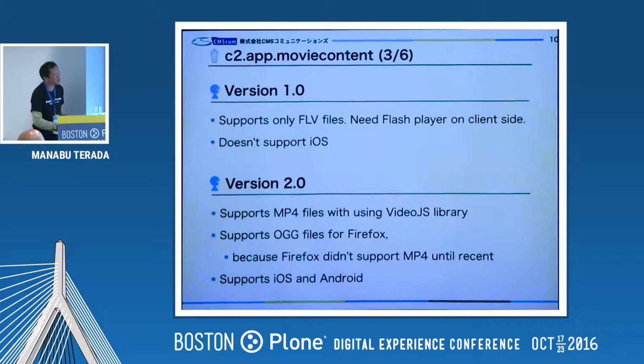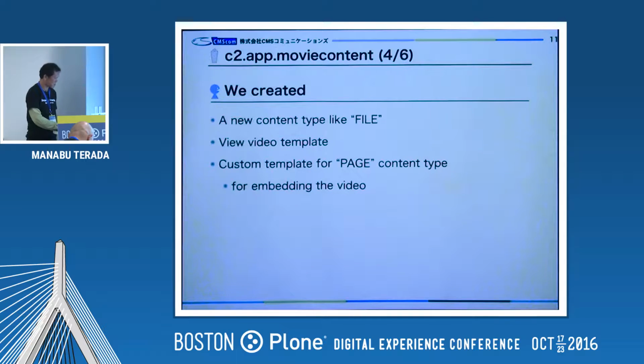The first version supported only FLV files and needed a Flash player on the client side, so it doesn't support iOS. Version 2 supports MP4 files using the video.js library, and supports OGG files for Firefox, because Firefox didn't support MP4 until recently. My motivation is to support iOS, Android and all browsers. So we created a new content type, like file content, a video template, and a custom template for page content, enabling embedding of the video.